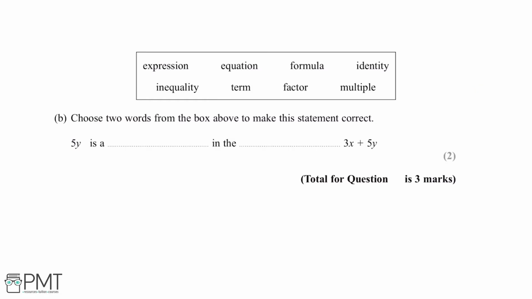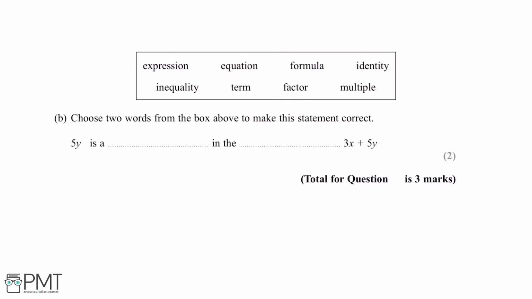Choose 2 words from the box above to make this statement correct. 5y is a blank in the blank 3x plus 5y. So it's helpful to understand what all these words mean in this box. So an expression is something which won't contain an equals sign or an inequality sign, but contains at least 2 terms and must have a plus or a minus or both in.